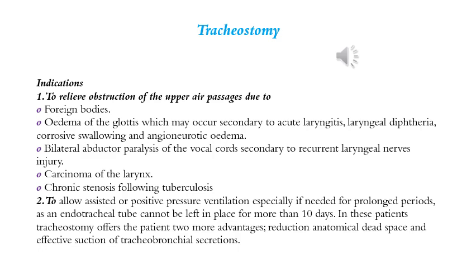يحدث في حالة الثايرويد سيرجري. Carcinoma of larynx. Chronic stenosis following tuberculosis. إذا أول indication to relieve the obstruction. ثاني indication to allow assisted or positive pressure ventilation, especially if needed for prolonged period. إذا في حالة إن المريض يحتاج إلى endotracheal intubation وهذا endotracheal tube cannot be left in place for more than 10 days لذلك ممكن نعمل tracheostomy. In this patient tracheostomy offers the patient two more advantages: reduction of anatomical dead space and effective suction of tracheobronchial secretion.